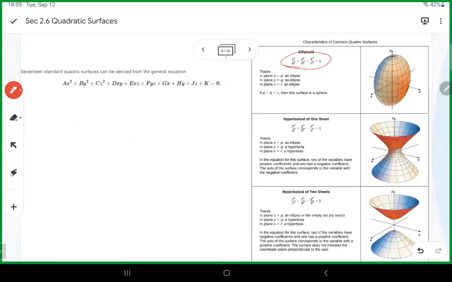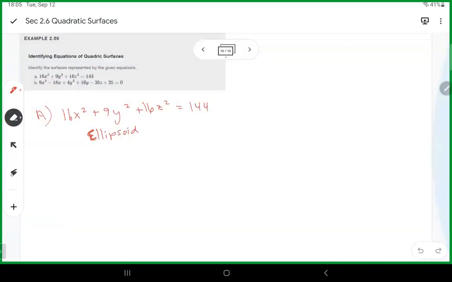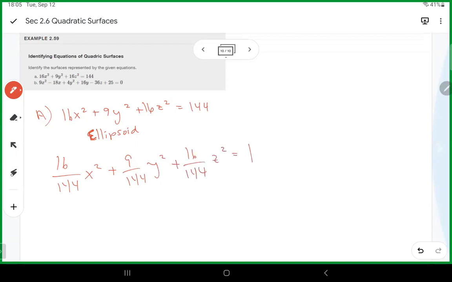This form here, we need to have it equal to 1. So that's what we have to do there. Right? And we'll probably go back to that other slide. So we're just going to divide everything by 144. And so we'll get 16 over 144 x squared plus 9 over 144 y squared plus 16 over 144 z squared equal to 1.